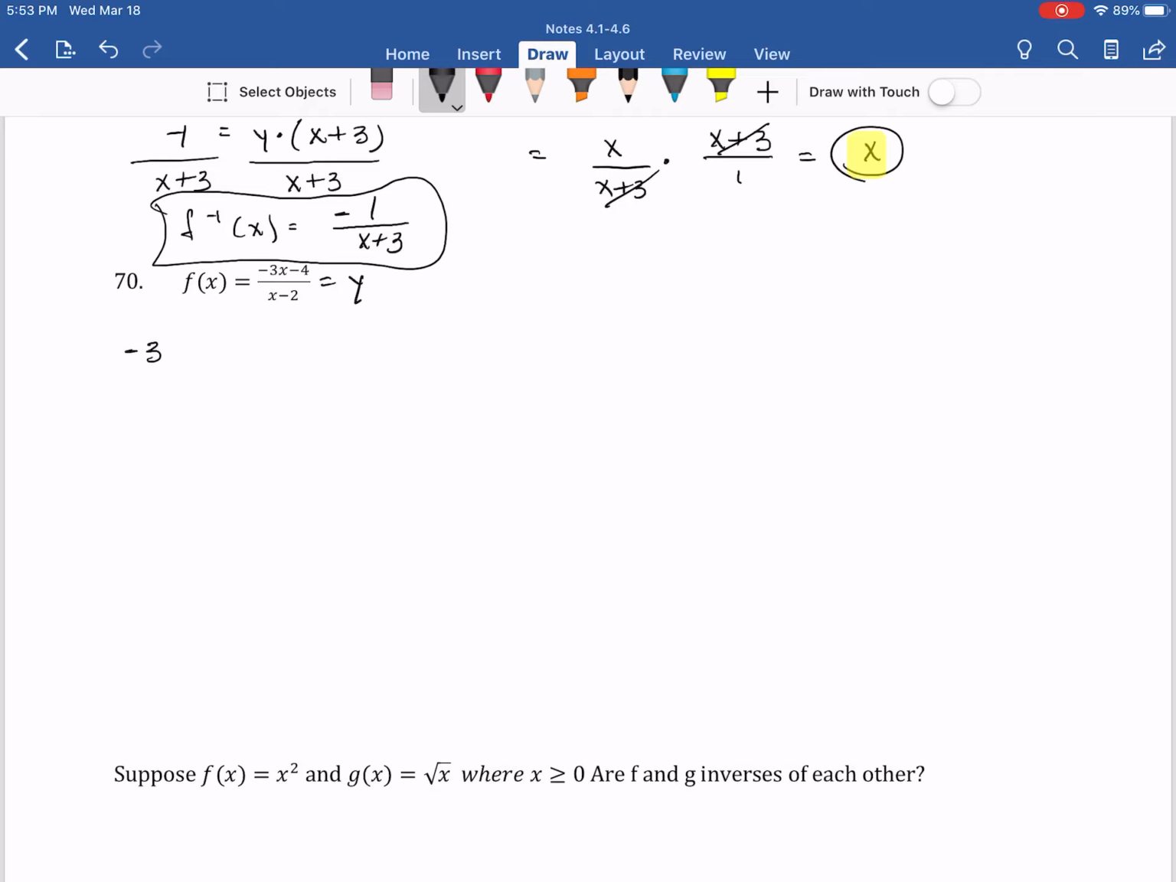The x becomes y. The y becomes x. And now we get the y by itself. Cross multiply, right? That's going to be our first step. We get negative 3y minus 4 equals x times the quantity y minus 2.